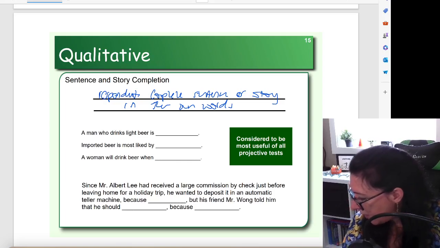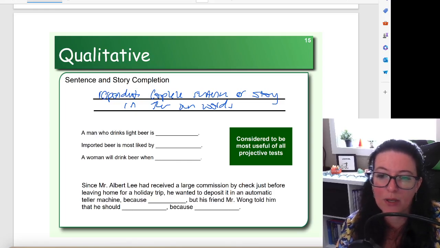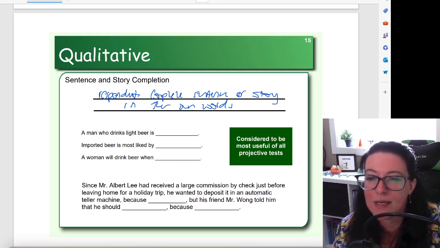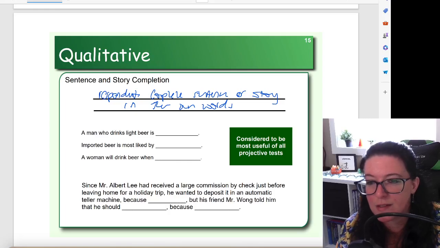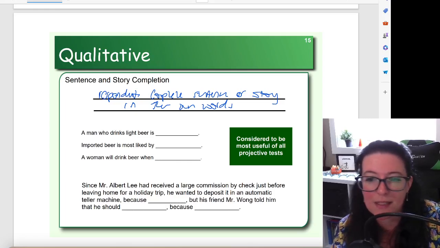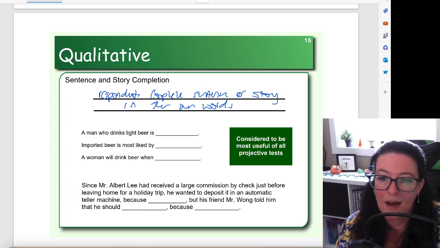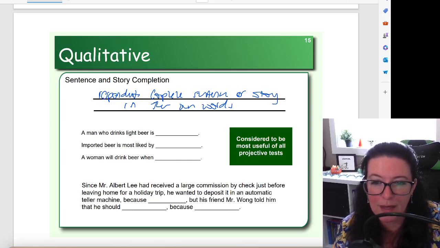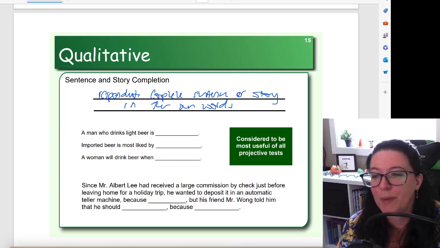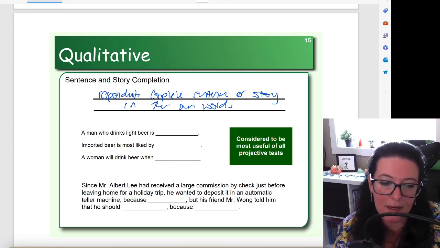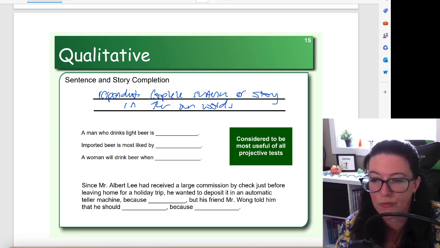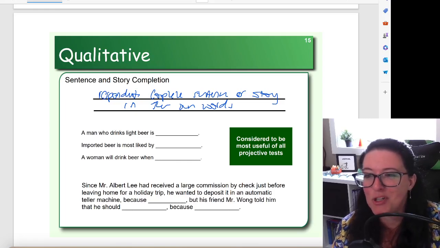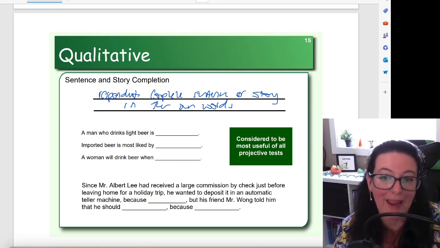Here you have a story. Since Mr. Albert Lee had received a large commission by check just before leaving home for a holiday trip, he wanted to deposit it in an automated teller machine. So he deposited his money in an ATM because, so why did he use the ATM versus going to a bank teller? But his friend, Mr. Wong, told him that he should do what? Because, and so you're having them fill in the story. And in this case, we're finding out more about using an ATM machine versus using a bank teller.